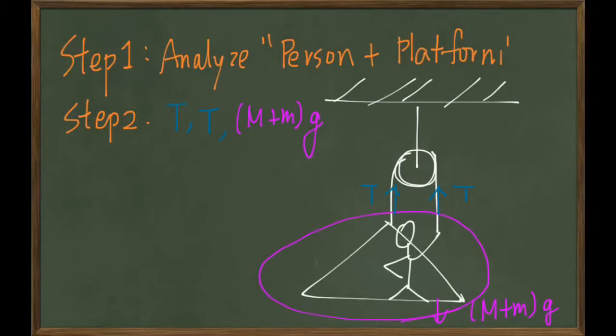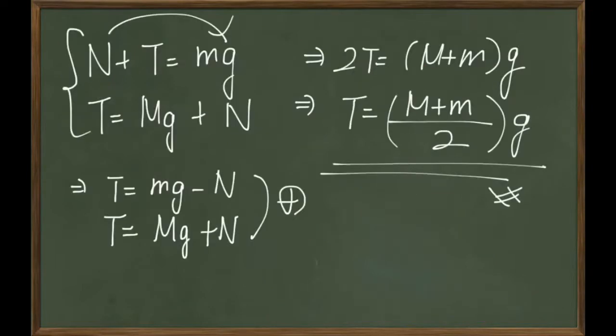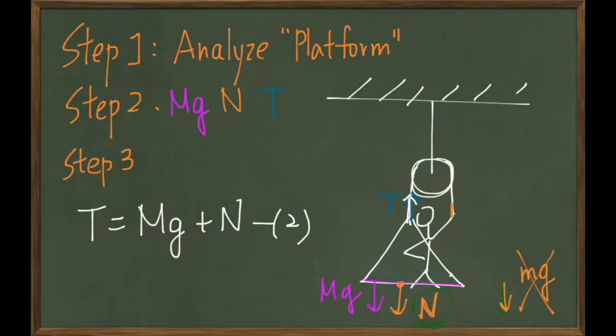Because we're regarding both the person and the platform as one system, whatever the person and the platform are in contact with is also what the entire system is in contact with. Well, you might be asking, what about the normal force right here? Let's go back. This normal force right here. Why aren't you including it?